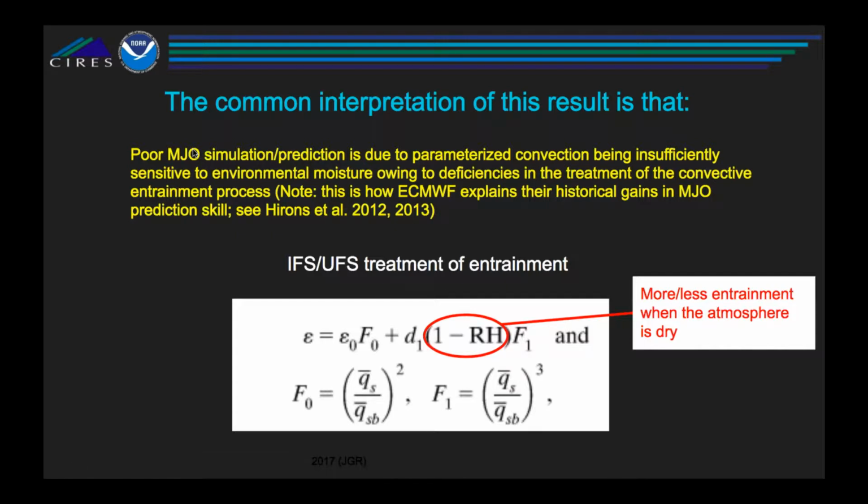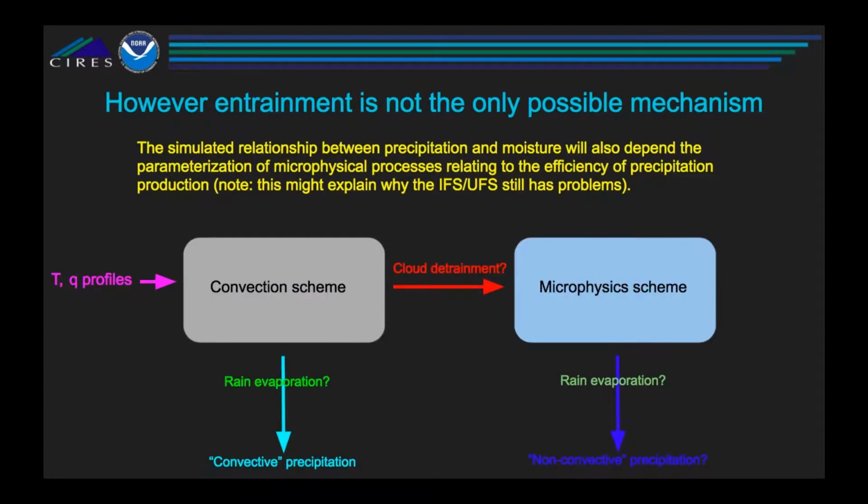Historically, this relationship between precipitation and moisture and the need to represent it has been fairly well appreciated. The common interpretation of this dependence is that models that do poorly have convection schemes that aren't sufficiently sensitive to moisture. The way to address that is to make your convection scheme entrain more strongly so that it is more sensitive to moisture. In both the IFS and the UFS subsequently, the entrainment formulation that they've adopted has an explicit relative humidity term built into it.